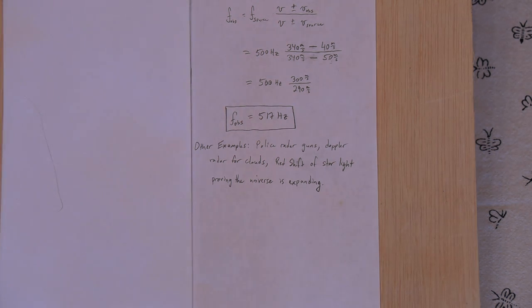The final example of the Doppler effect I want to mention is redshift of starlight, proving the universe is expanding. Astronomers can look out at the stars in the sky, different faraway galaxies, and we know the frequencies that starlight should be sending out. That's well understood from the kinds of nuclear reactions that are happening in the stars. And what they notice is that those light frequencies, instead of being what we expect from the theory, are shifted to a slightly lower frequency.